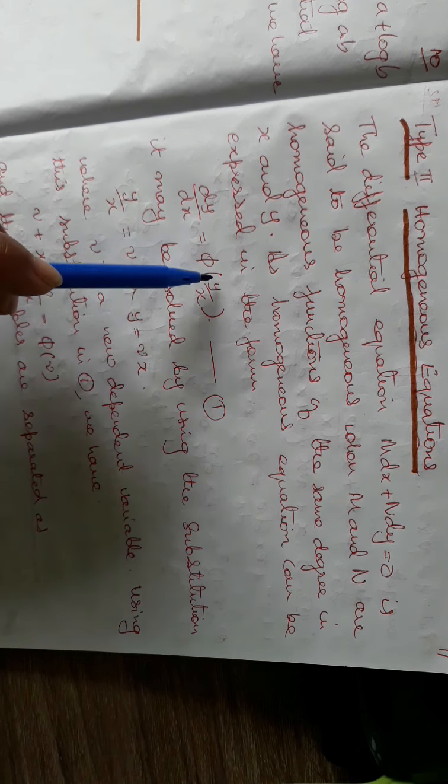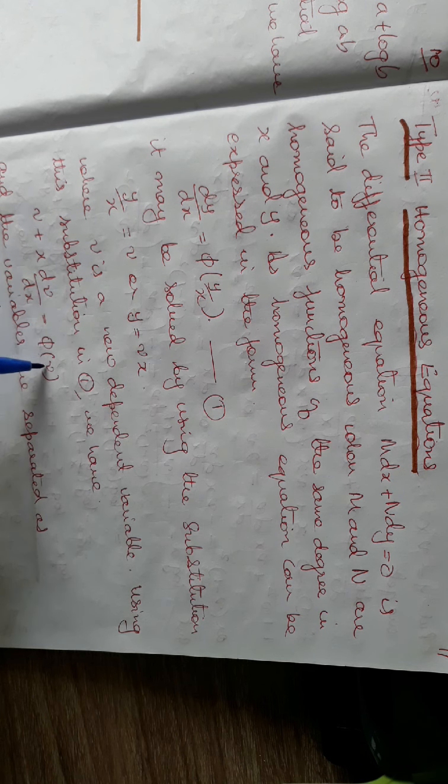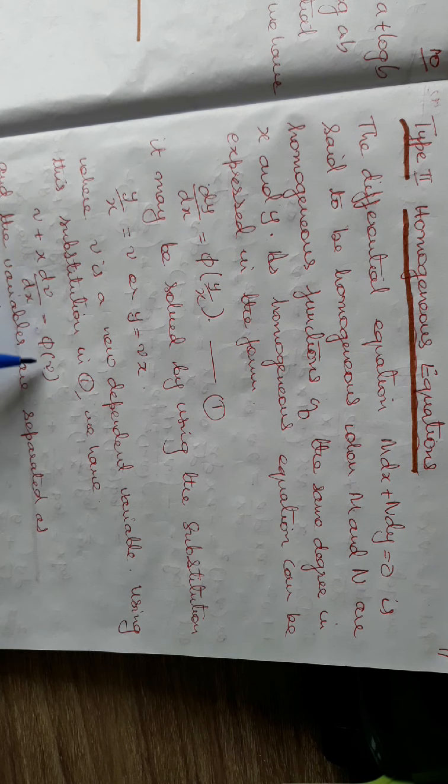By using the method of substitution, that is, you replace y upon x by v, or y is equal to vx, where v is a new dependent variable which depends on y and x. So using the substitution in 1, if you differentiate this with respect to x, you get dy/dx is equal to v into dx/dx, which gives you 1, plus x into dv/dx, equal to phi of v. So equation 1 now becomes v plus x dv/dx equal to phi of v, and the variables can now be separated. You can solve it again by the method of separation of variables.